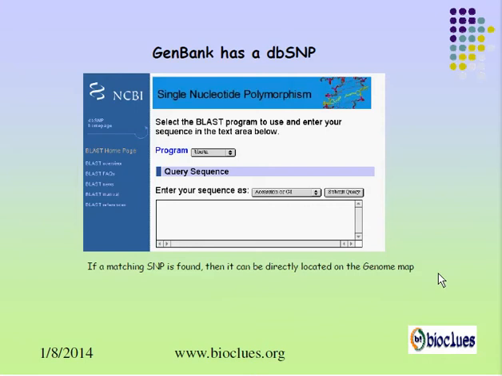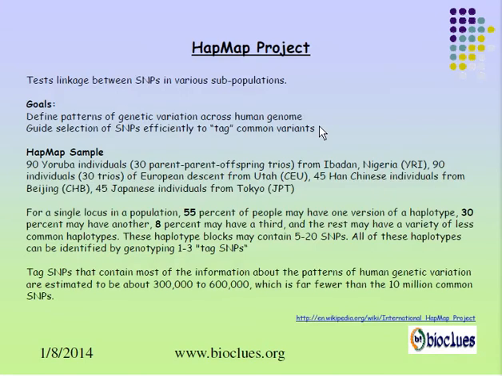Right? So the HapMap project is again based on SNPs. This tests linkage between the SNPs across various subpopulations. The goal of this project is to define the patterns of genetic variation across the human genome and to guide selection of these SNPs efficiently to tag common variants.